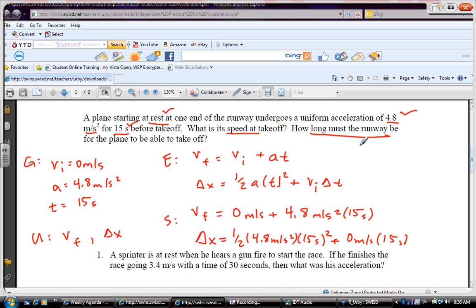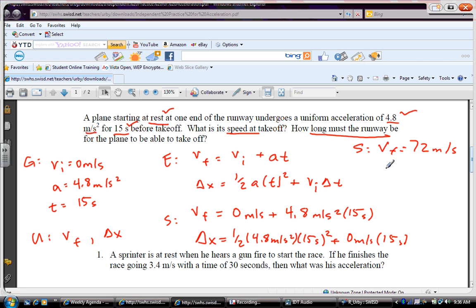Alright, now when we actually solve these, and you do them in your calculator, for final velocity, we're going to go ahead and take that 4.8 and multiply it by the 15 seconds, and you get an answer of 72 meters per second. Okay, so that's the answer for the final velocity.